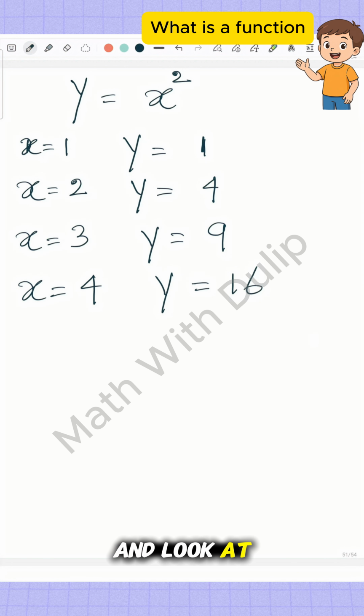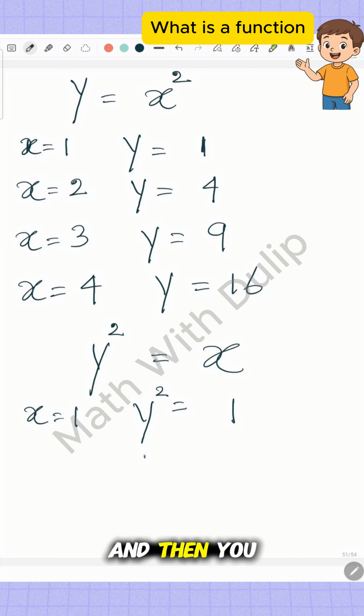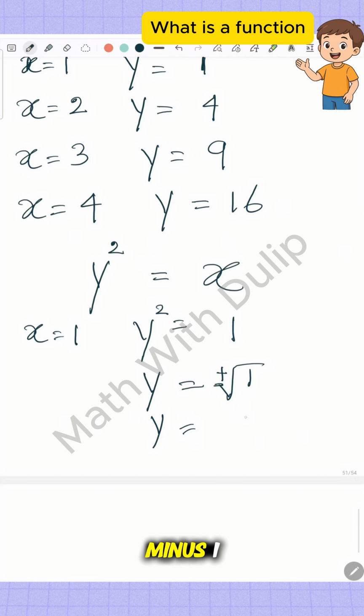And look at the other way. If you see y² = x, and you substitute 1 for x, then y² is 1, and you need to find the y value. So you have to take the square root of both sides. The square root of y² is y, and the square root of 1 means that you get two values for y, plus or minus 1. So for one x value, you have two y values.